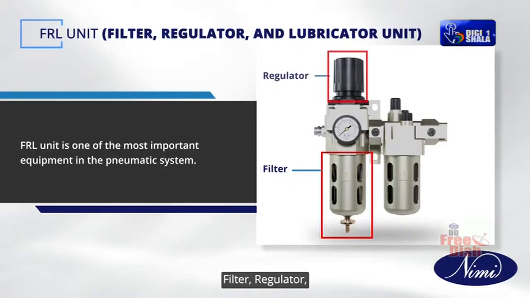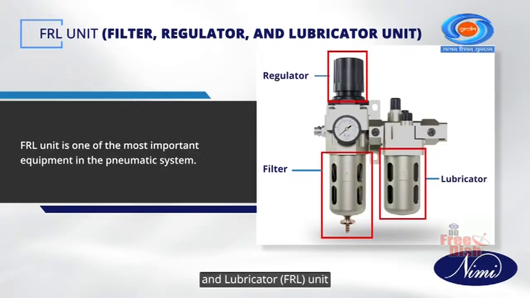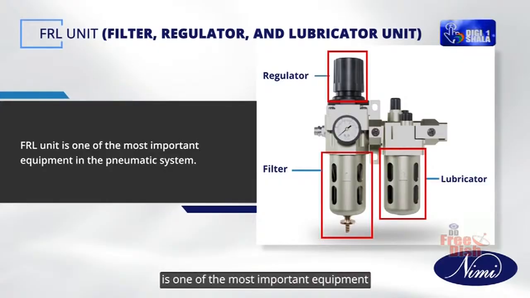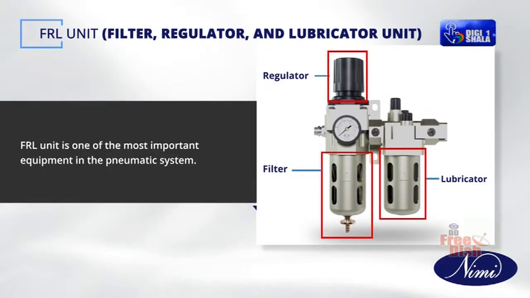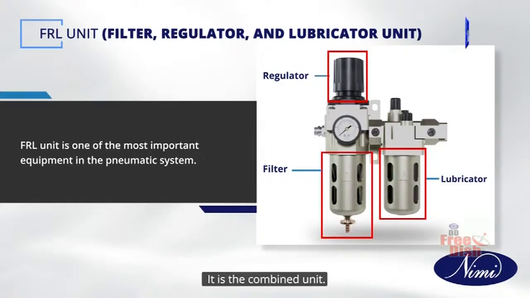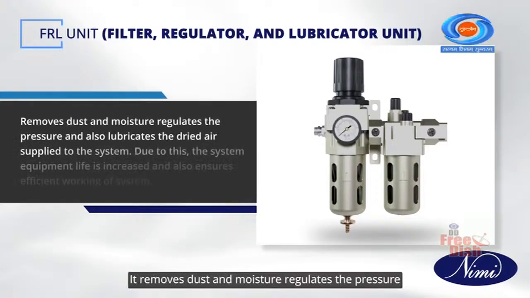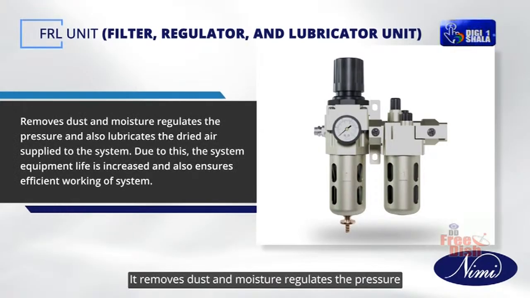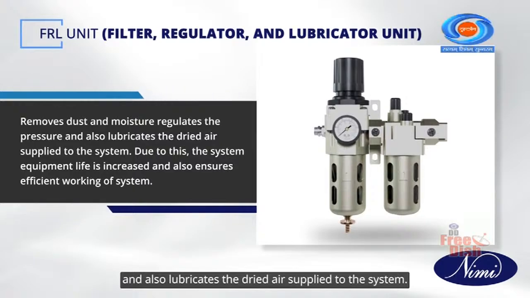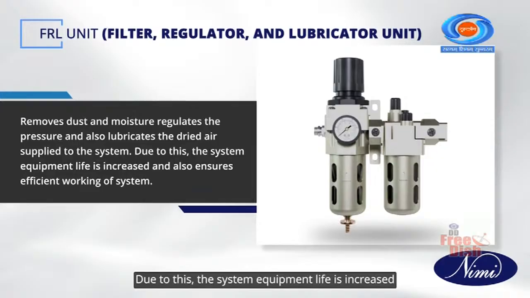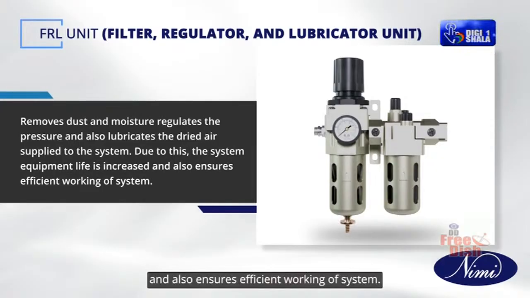Filter, regulator and lubricator. The FRL unit is one of the most important equipment in the pneumatic system. It is a combined unit. It removes dust and moisture, regulates the pressure, and also lubricates the dried air supplied to the system. Due to this, the system equipment life is increased and it also ensures efficient working of the system.